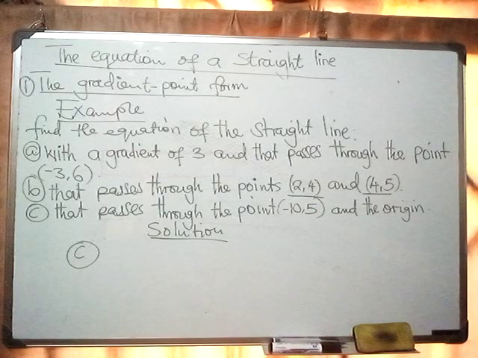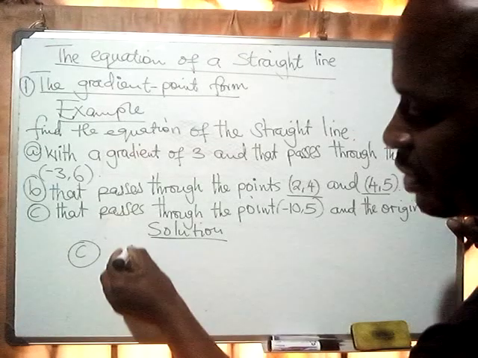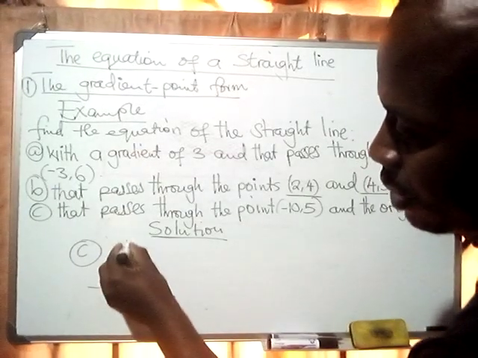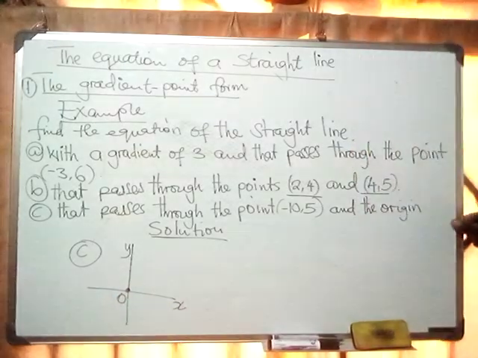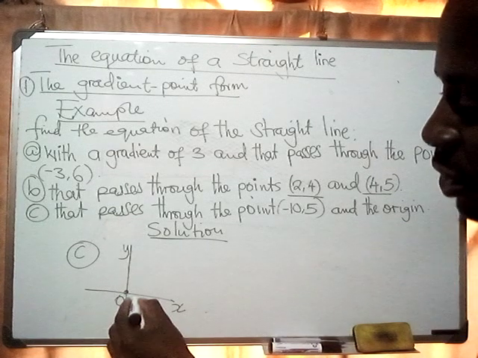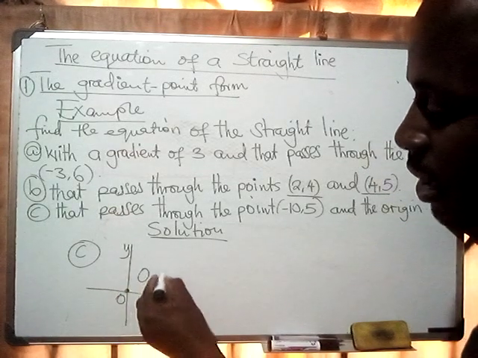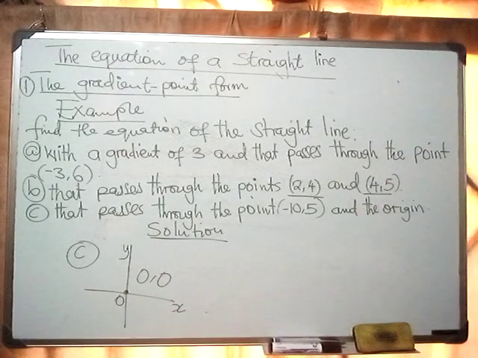What we should know is that the origin means where the y-axis and the x-axis cross each other. Always the coordinate of the origin is 0, 0. So the y is 0, the x is 0. Are we together? So this is the meaning of the origin. This means that the coordinate of y is 0 and also the coordinate of x is 0. In other words, the y-intercept is 0.